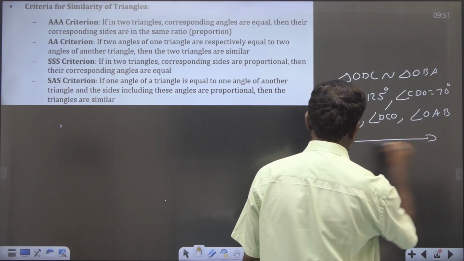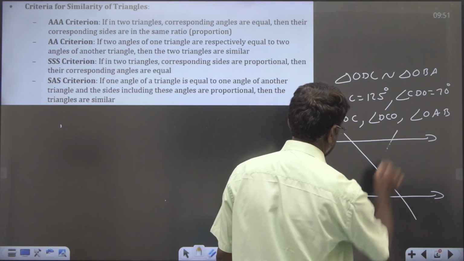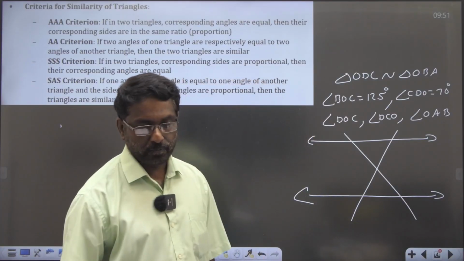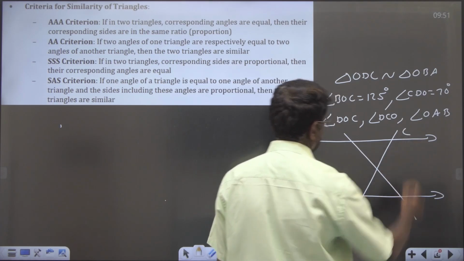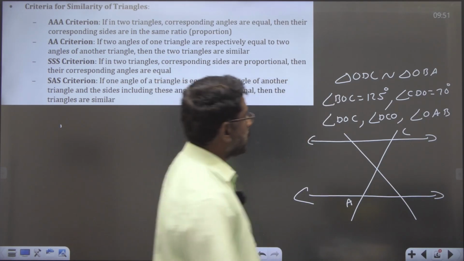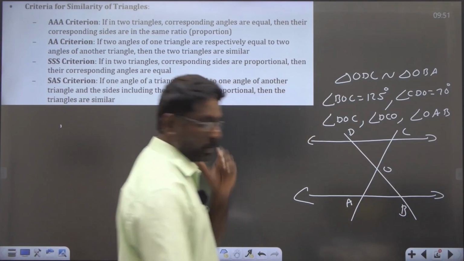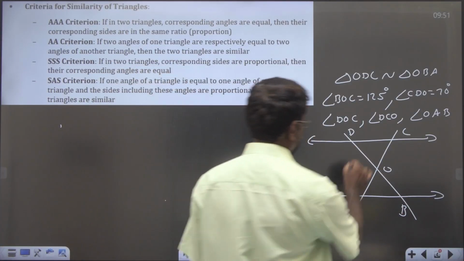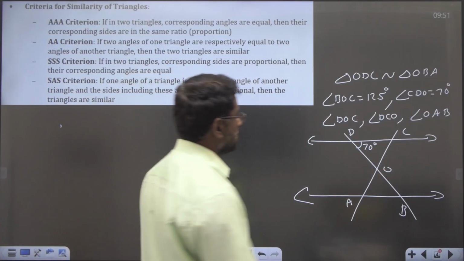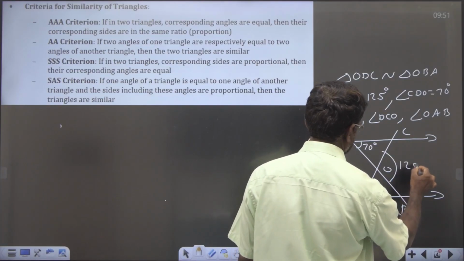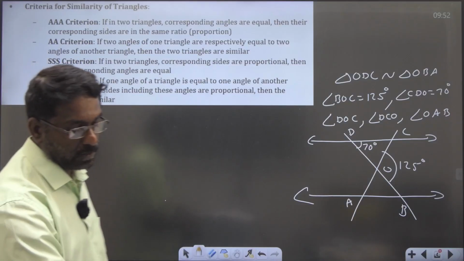This is the figure given. This is given as AC, and this is given as BD. This is O. Also given that this angle is 70 degree, and also this angle is 125 degree.